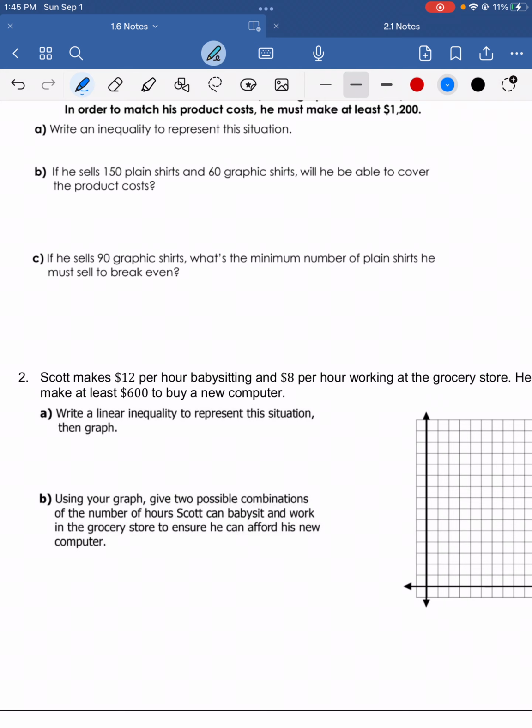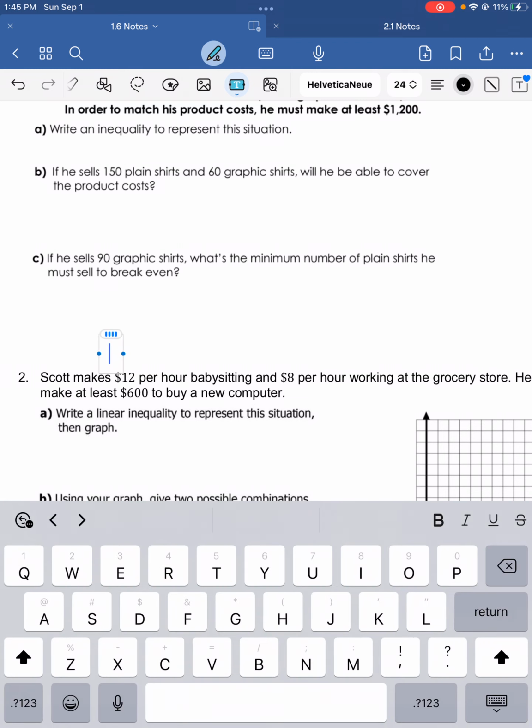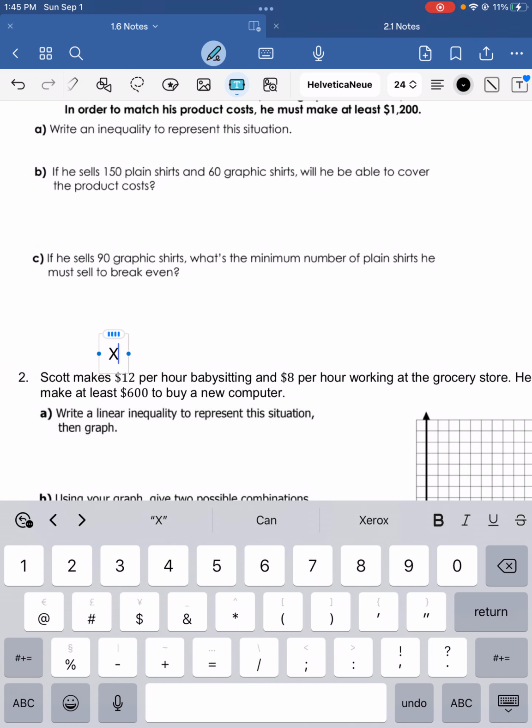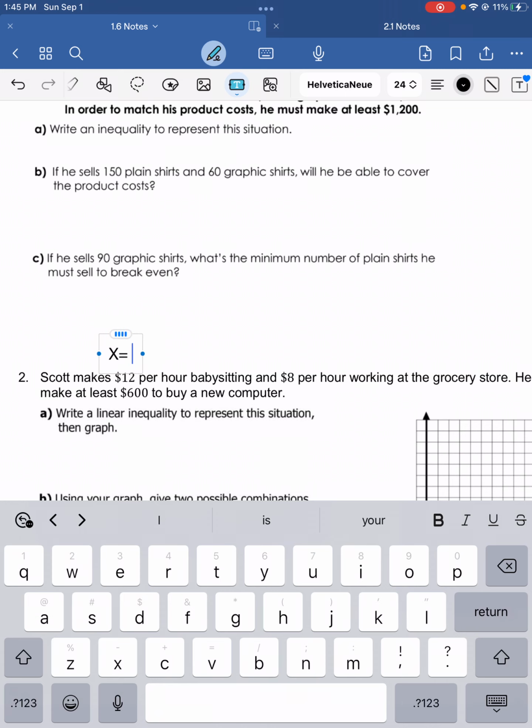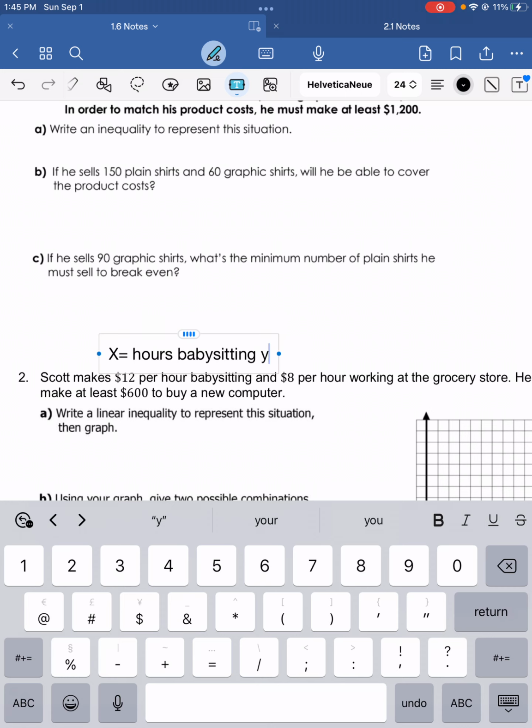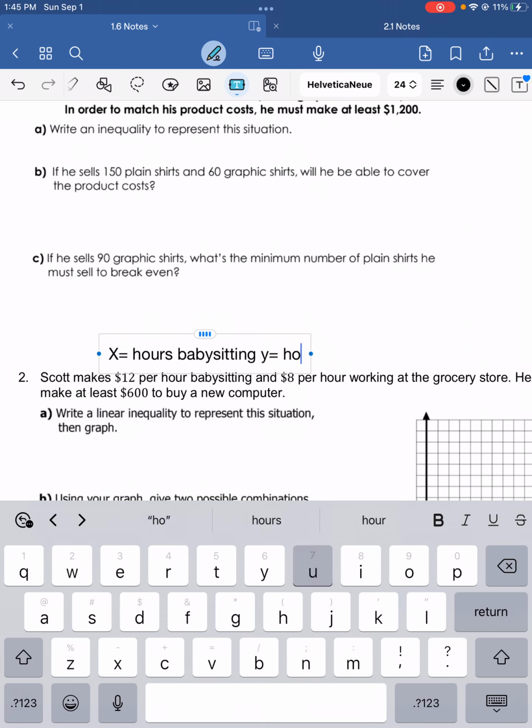So, to get a text box. So above here, I'm just gonna write down my variables. Okay, so there's hours babysitting. We'll call that x. So x will equal... I don't know where the equal to sign is. Oh, here. X equals the hours babysitting. Okay, and we'll say y. Y equals hours at grocery store.